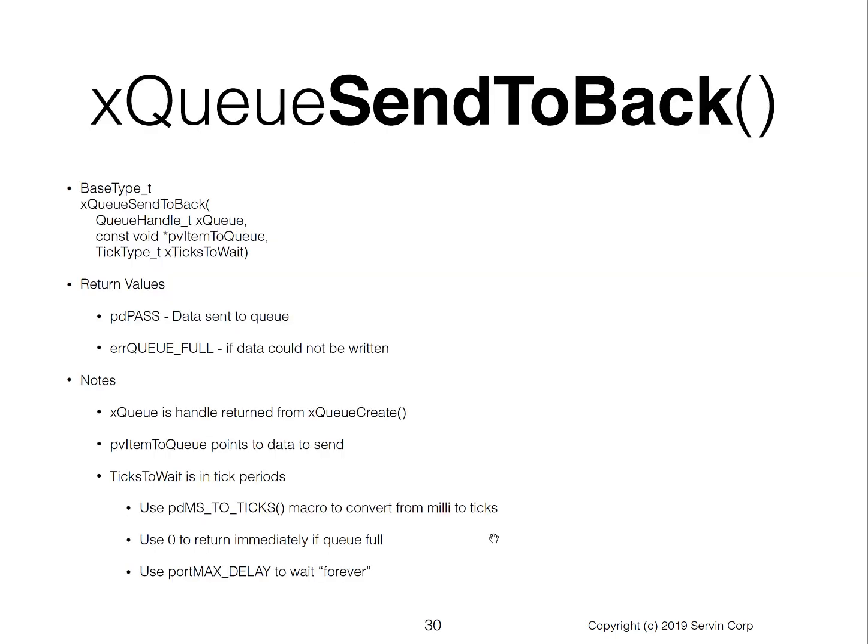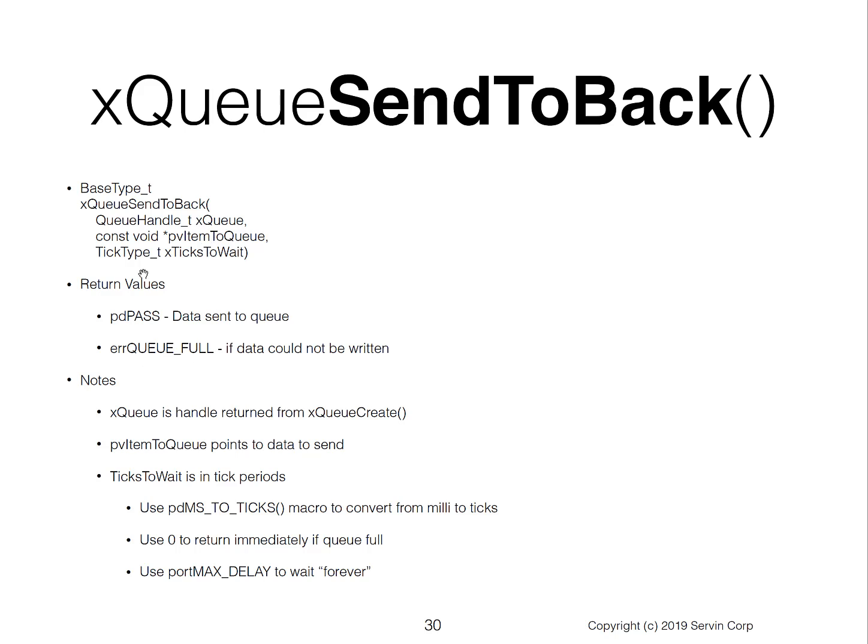So let's look at xQueueSendToBack, since that's the one that's actually going to be doing the work. You first give it the queue handle. Remember, the queue handle is what you got back when you created the queue. You give a pointer to void, which is the item you want to queue, so a pointer, for example, to an integer if you're going to queue the integer. And then the ticks to wait: how long do you want to wait for the queue to become available? If this goes okay, you'll get a pdPASS. If it fails, you'll get errQUEUE_FULL.